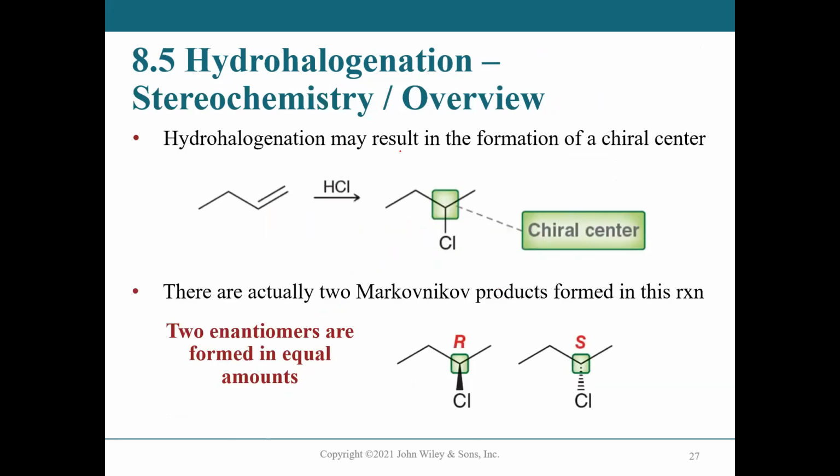It says hydrohalogenation may result in the formation of a chiral center. There are actually two Markovnikov products formed in this reaction, and that's because it can attack from either the up position or the down. So it could attack here or it could attack here. Now remember, if we added the hydrogen here, we're not going to have that double bond here, and the nucleophile can attack either from the up position or from the bottom position. And that's how you get the R and S.